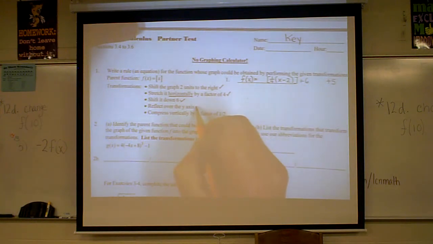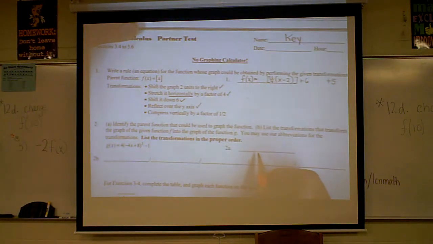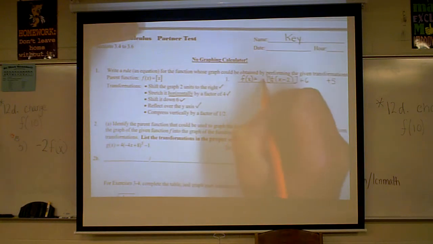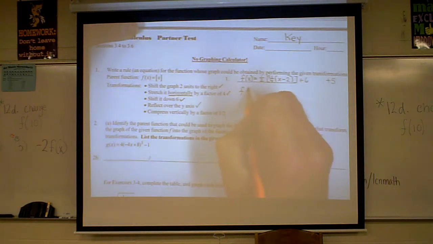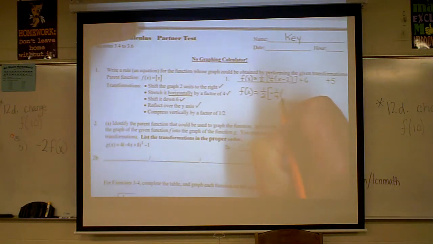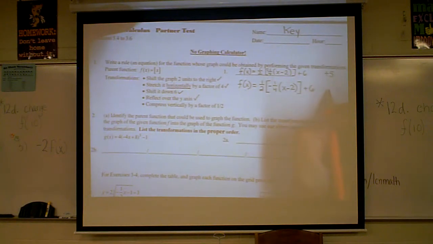To reflect something over the y-axis, you have a negative inside. And to compress something vertically by a factor of 1/2, that would go outside of the box. So your answer would be f of x equals 1/2 greatest integer of negative 1/4 parenthesis x minus 2, box, plus 6. This is the correct answer for 5 points.